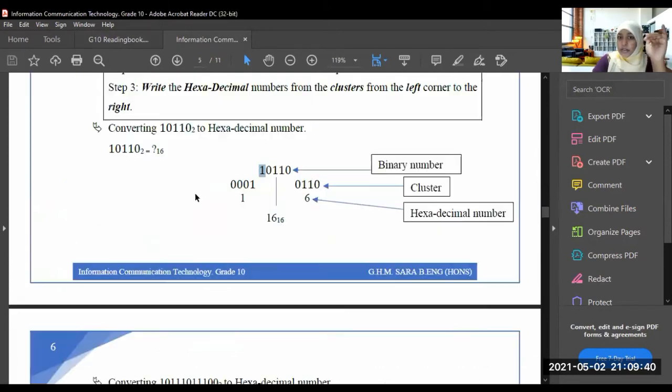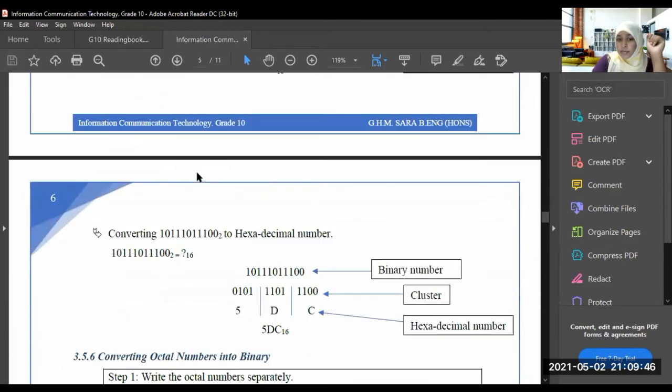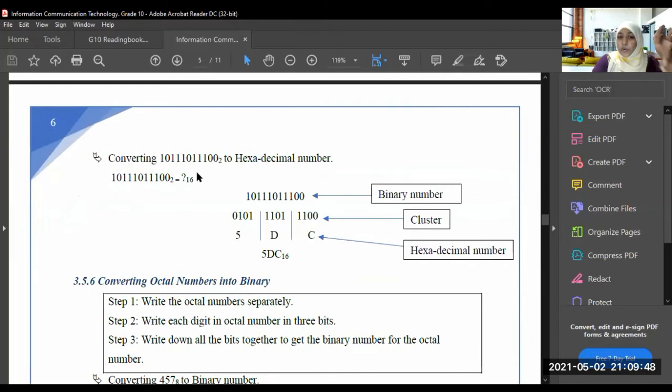Again I am telling another one, okay? Now you know that there are letters also in the hexadecimal, right? So how to put these letters? For an example, we'll say this is a number, no?